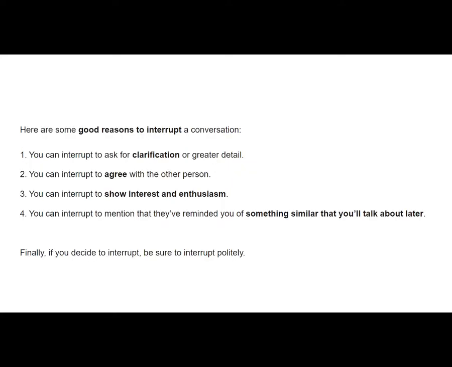So here are some good reasons that you would interrupt the conversation. The first one, you could interrupt to ask for clarification, for more detail, to get them to talk a bit more. The second is to agree with the other person. That can happen. You can also interrupt to show interest and enthusiasm. And number 4, you can interrupt to mention that they've reminded you of something similar that you're going to talk about later. So even though there are good reasons to interrupt someone, we need to make sure we interrupt politely. We need to make sure of that.